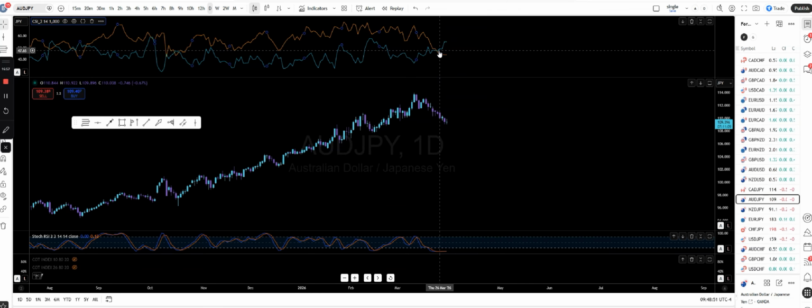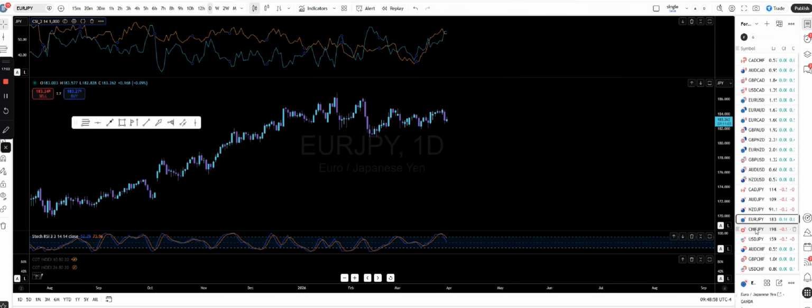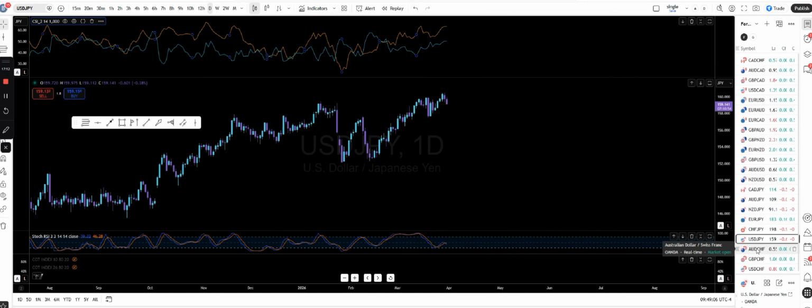That one's actually already on my list. Kiwi yen's probably the same way. Yep. Euro yen, not really too interested in, with them both heading up like this. Swiss yen, we already talked about. Dollar yen is an interesting one to watch.